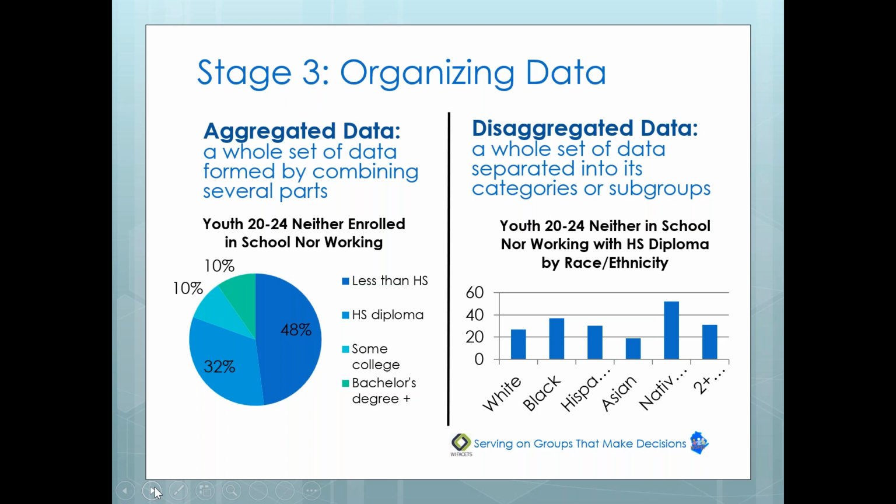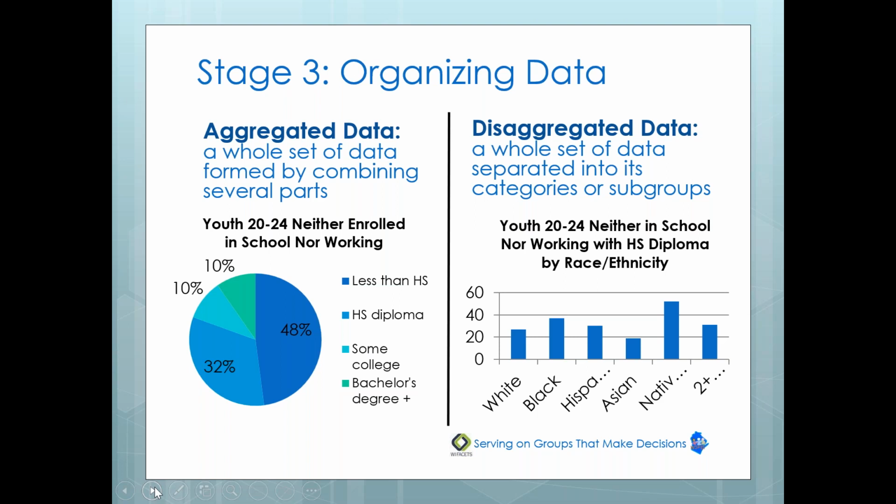And on the slide, you can see an example of the two ways to organize data. So aggregated data on the left side, there's a pie chart on there, which is just a way to picture data, and it shows the percentage of youth ages 20 to 24 that are not enrolled in school and also not working. You can see that 48% of them have less than a high school diploma, 32% have a high school diploma, 10% have some college, and 10% have earned their bachelor's degree or higher.